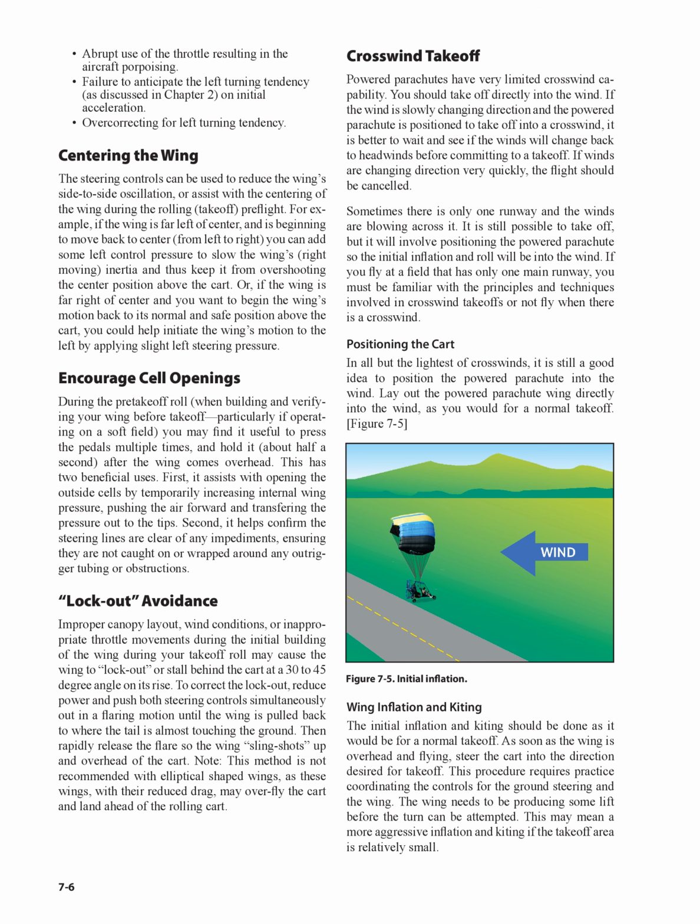Lockout avoidance: improper canopy layout, wind conditions, or inappropriate throttle movements during the initial building of the wing during your takeoff roll may cause the wing to lock out or stall behind the cart at a 30 to 45 degree angle on its rise. To correct the lockout, reduce power and push both steering controls simultaneously out in a flaring motion until the wing is pulled back to where the tail is almost touching the ground. Then rapidly release the flare so the wing slingshots up and overhead of the cart.